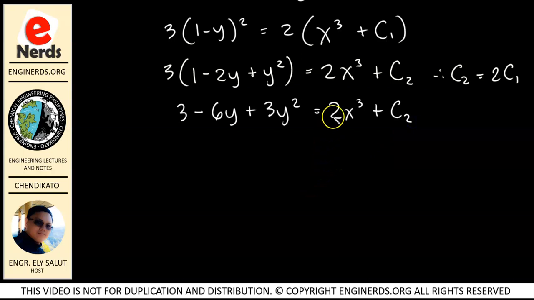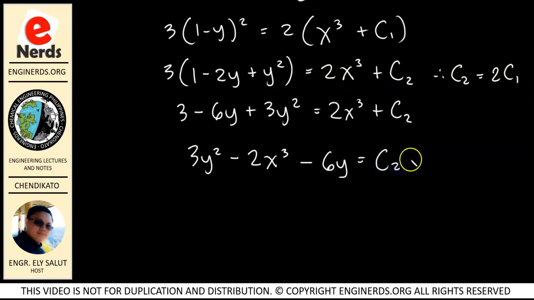Okay, so to simplify para hindi masyadong magulo yung ating mga equation dito, we're going to put everything dito sa left side ng ating equation. So I will have 3y squared. Okay, then I'm going to transpose this 2x cubed sa left side ng equation. So I will have negative 2x cubed, then minus 6y. Okay, then I'm just going to transpose itong 3 sa right side ng equation. So, I will have c2 minus 3.